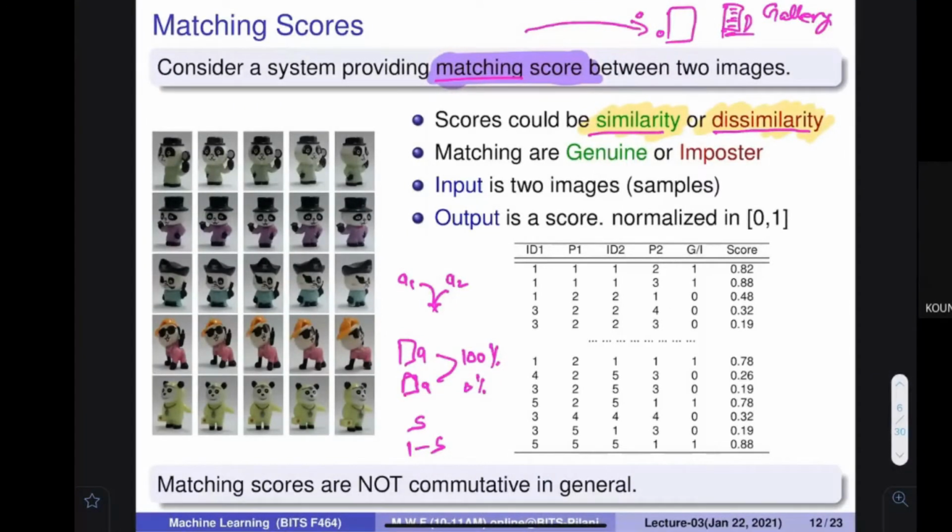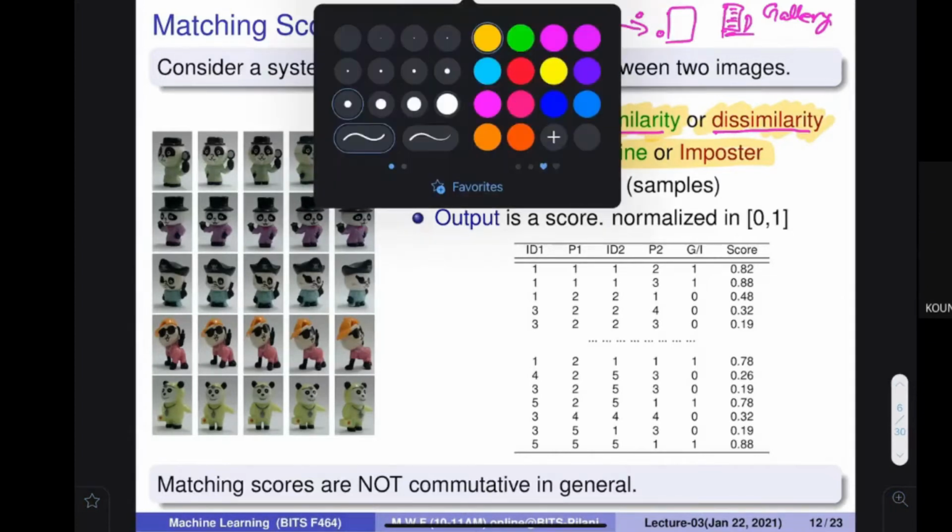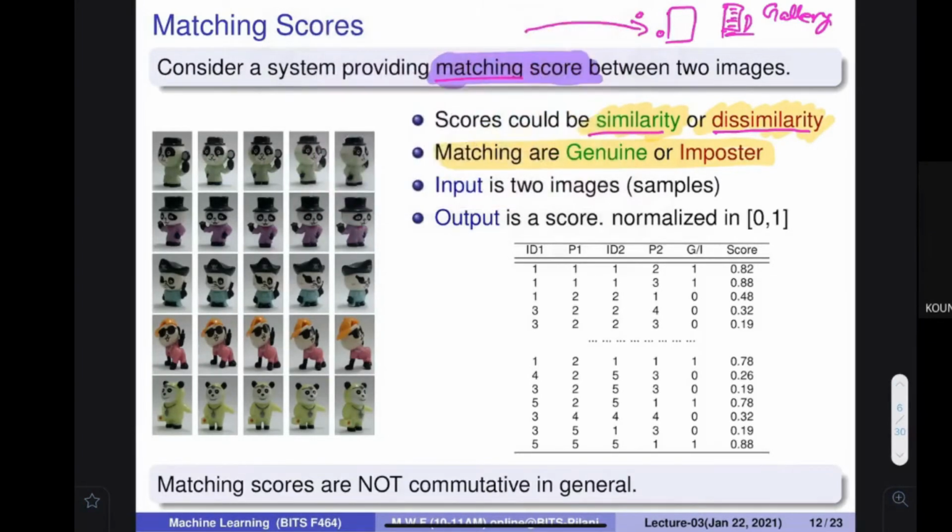Then there is a concept of genuine and imposter matching scores. What is genuine and what is imposter? I think for that this particular image would help you. Think about how many people there are in this particular diagram. This is the first person, this is the second person, third person, fourth person, fifth. Five people. There are five people.